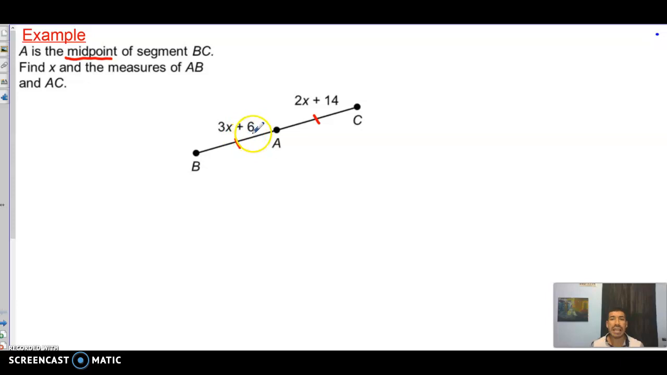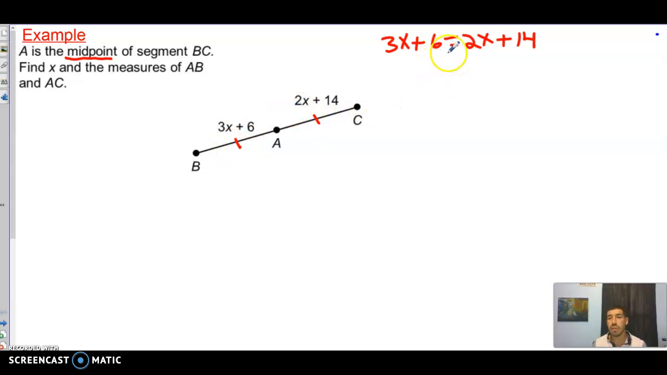So then what I need to do is solve for x by using algebra and setting up an equation. Okay? So again, the left equals the right. So when I set up my equation, I'm going to set up 3x plus 6 equals 2x plus 14. Why did I do this? Because A is the middle, so the left equals the right.